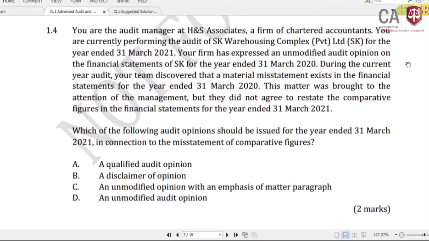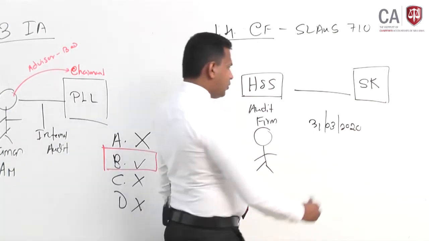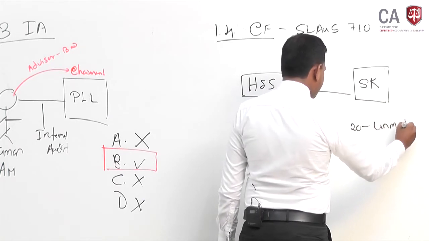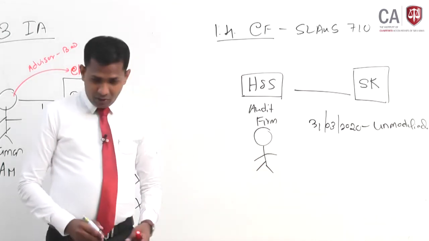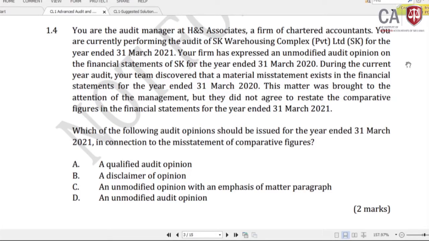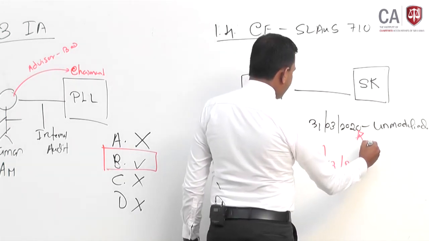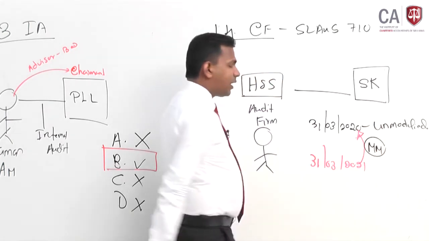For the year ended 31st March 2020, your firm expressed an unmodified audit opinion on the financial statements of SK. So you have given an unmodified opinion, which means the audit opinion has not been qualified, disclaimed or adverse. During the current year audit, your team discovered that a material misstatement exists in the financial statements for the year ended 31st March 2020. So while you are carrying out the 31st March 2021 financial audit, you notice that there is a material misstatement in the comparative financial statements which were issued earlier.